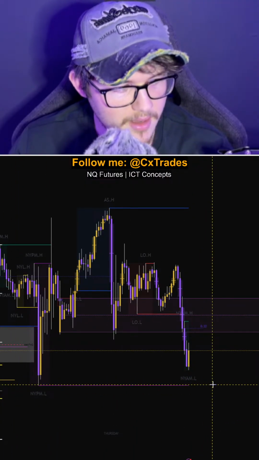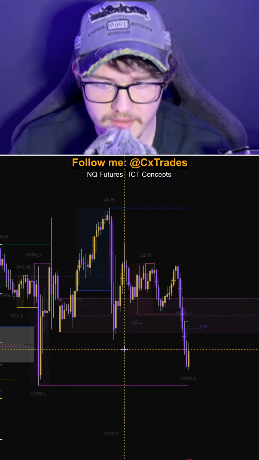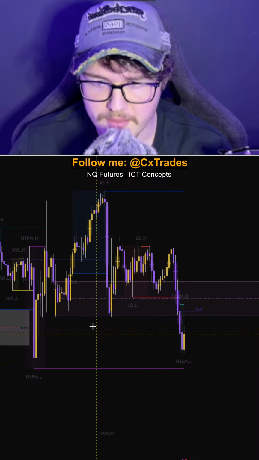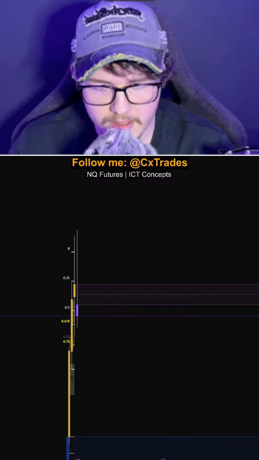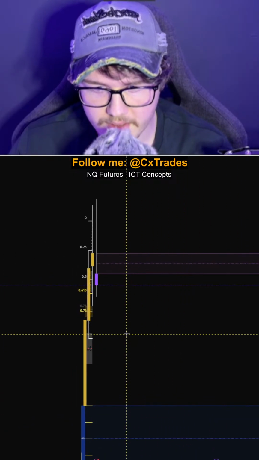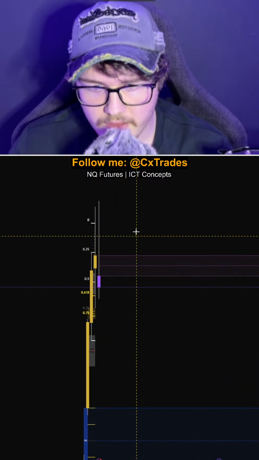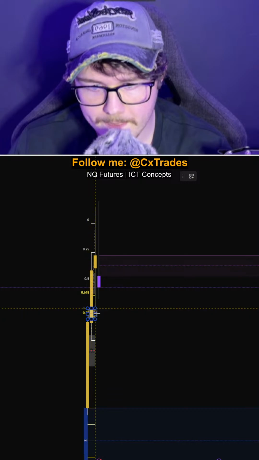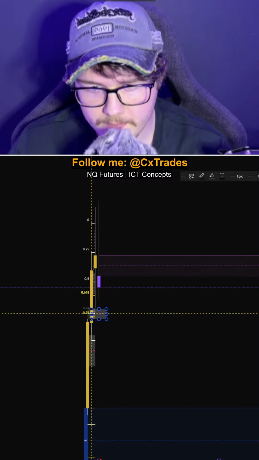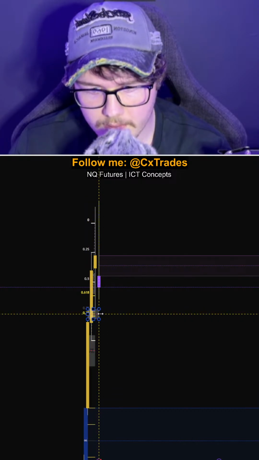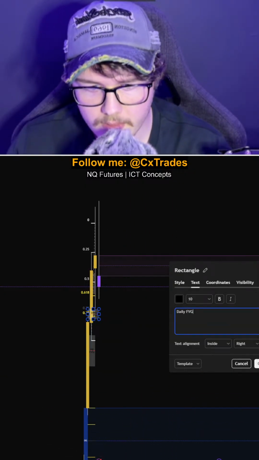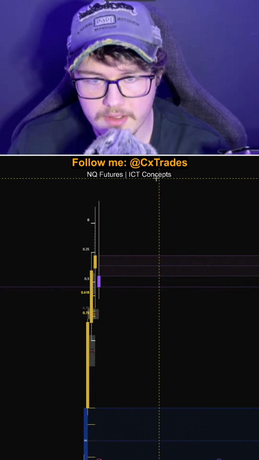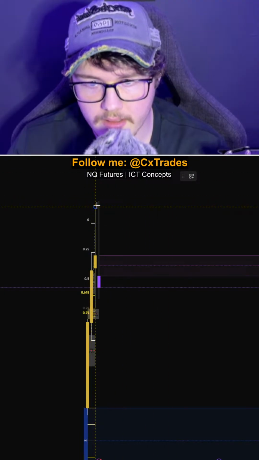Hope you like the new chart colors. I decided to try and customize them onto the color scheme a little bit more. So we'll start off by looking at the daily here. So looks like we have a daily gap right here. And obviously it looks like we swept previous day high here.